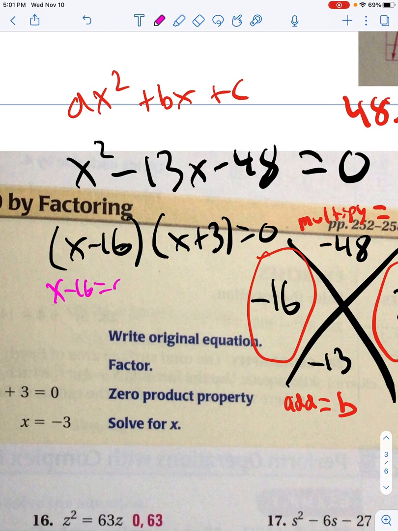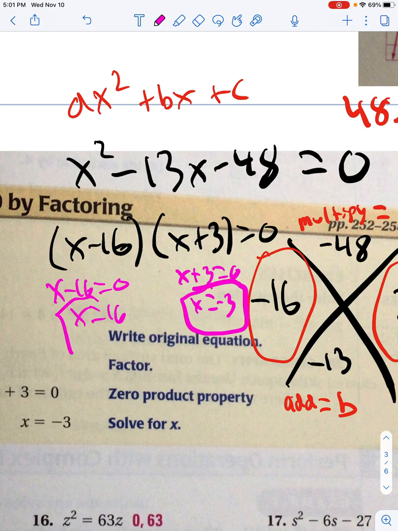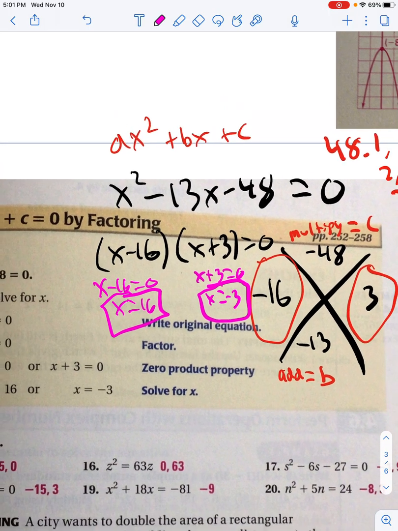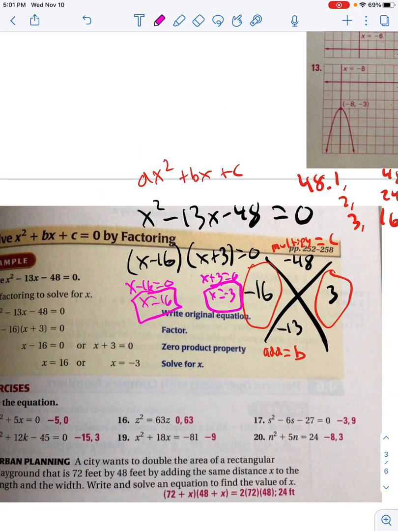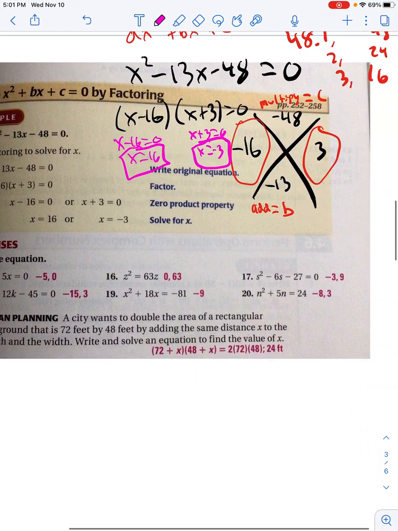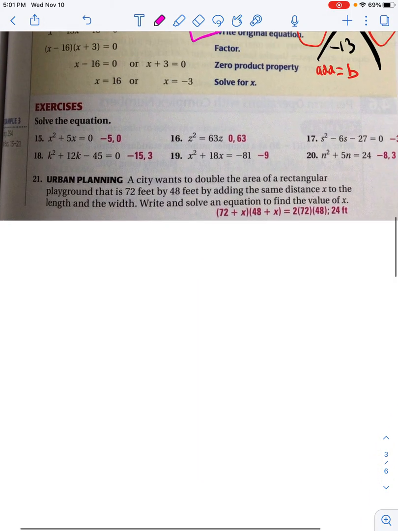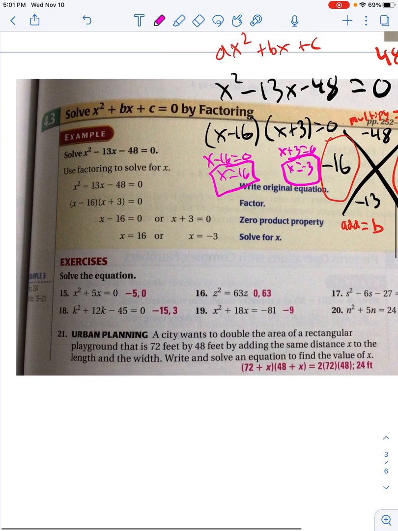But then you need to use the zero product property. So again, it's like it's opposites. Our question is, what would make this equal to 0? Well, that's x equals 16. What would make this equal to 0? Well, that's x equals negative 3. So my answers are x equals negative 3 and x equals 16.